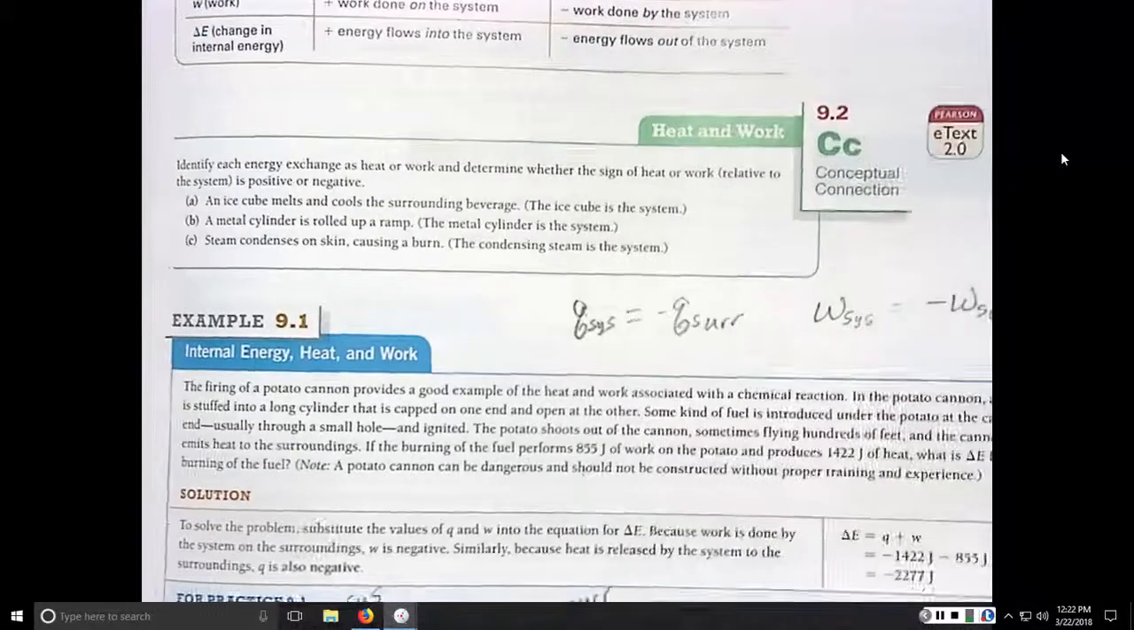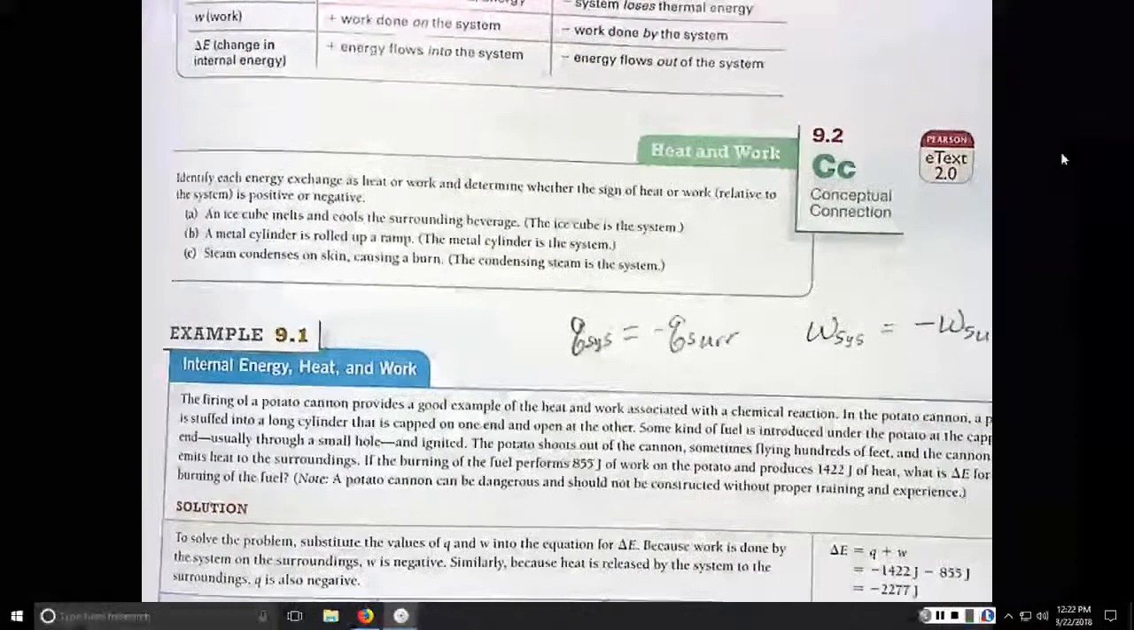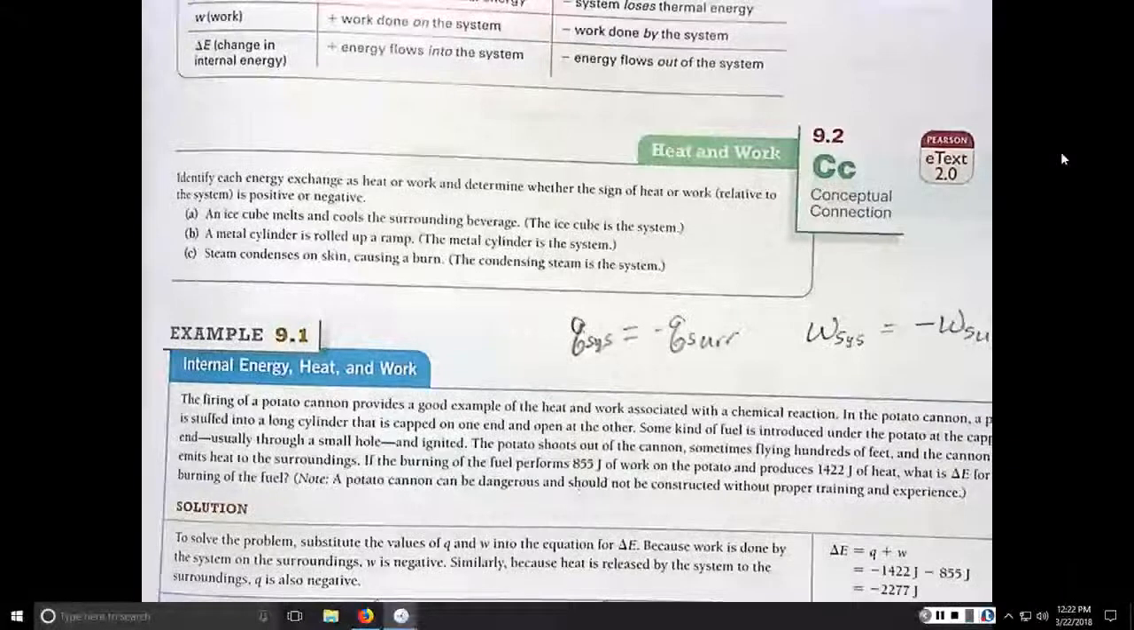So, yes, they actually, oh, that's funny. A potato cannon can be dangerous and should not be constructed without proper training and experience. I guess they don't want to be sued.